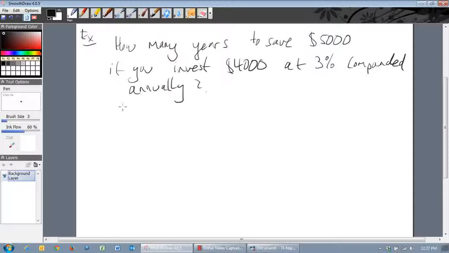Let's write what we know. What's your first term? It's not 5,000. You're investing 4,000. And what else do we know? Our ratio. How much is it growing by every year? Like I said before, it's 1.03. That's how much it's growing by every year. n, we don't know, but we do know that we want our... in fact, this is a bad question because it's asking for that term.